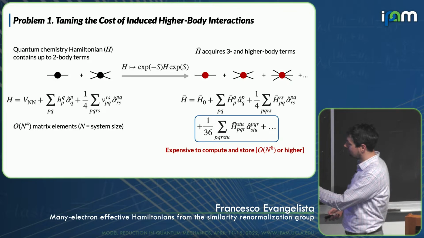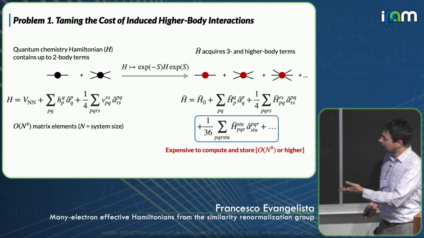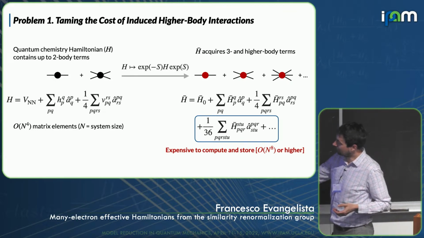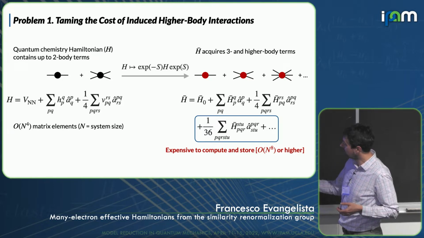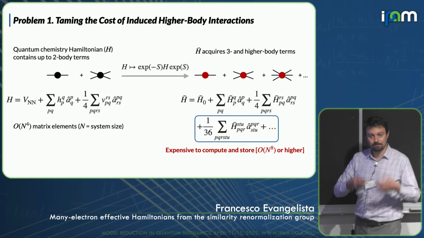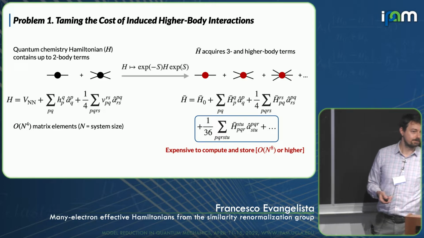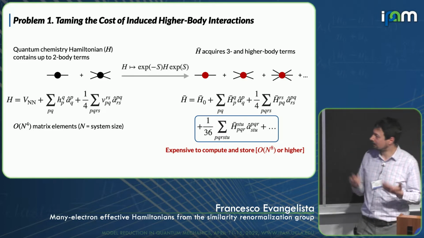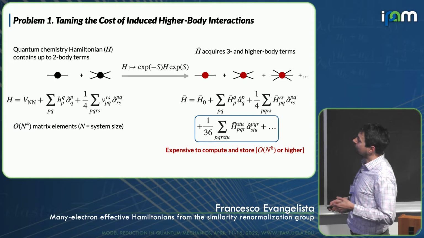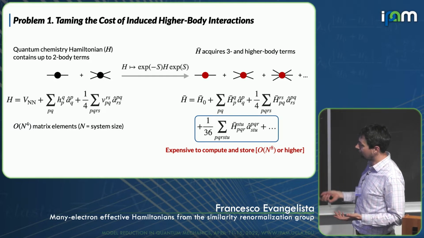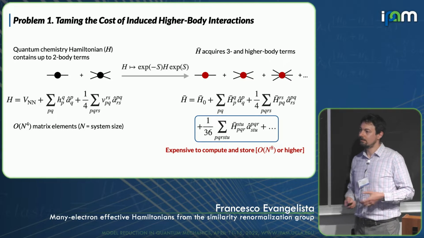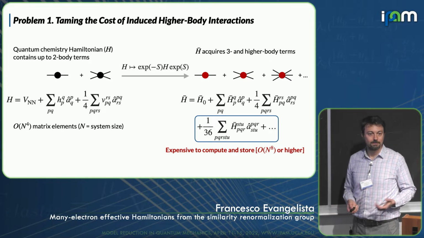And here, of course, what's the issue is that already storing these matrix elements, the cost goes to n to the 6th, but now computing this matrix element has typically a cost that is higher than n to the 6th, so n to the 8th, n to the 9th. And so that's why I'm talking about taming the cost. So we have to deal with this increase in complexity. So this is a form of conservation of misery.